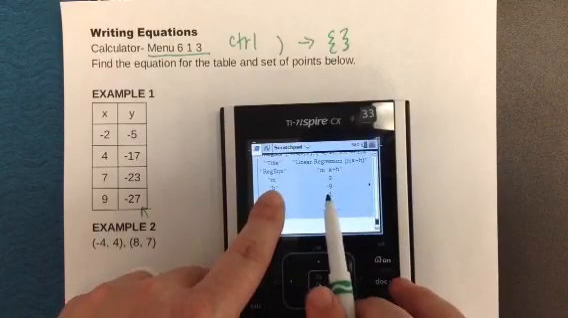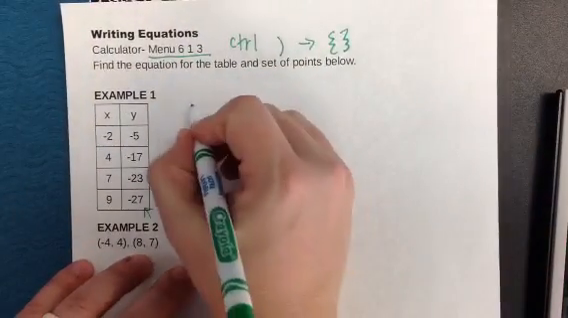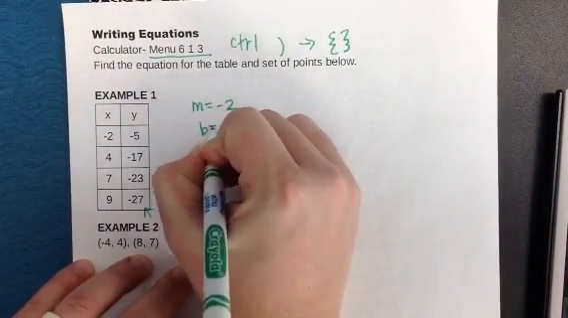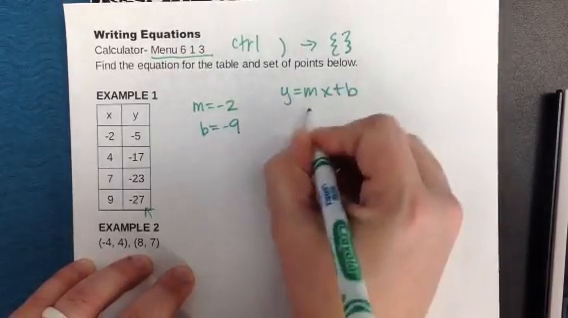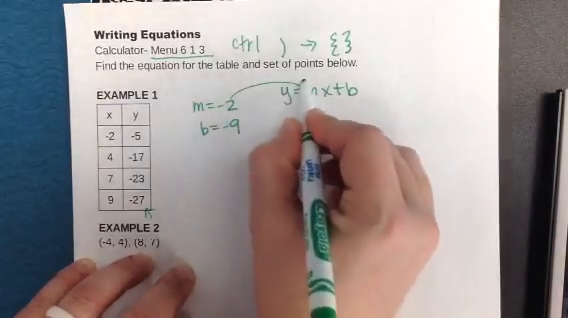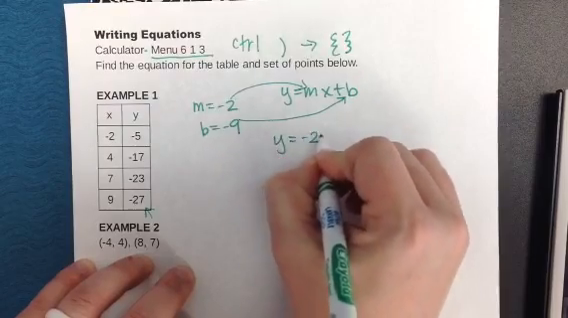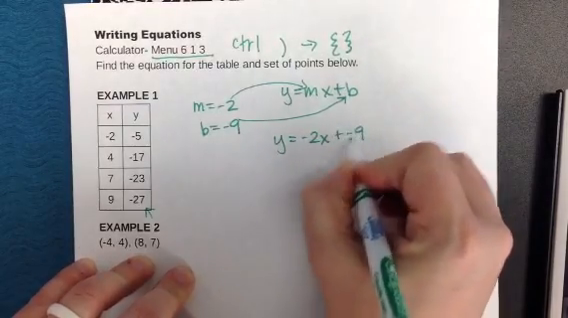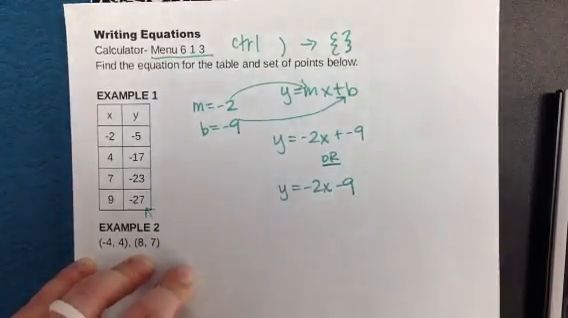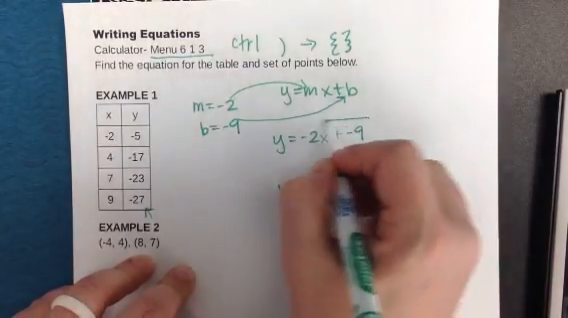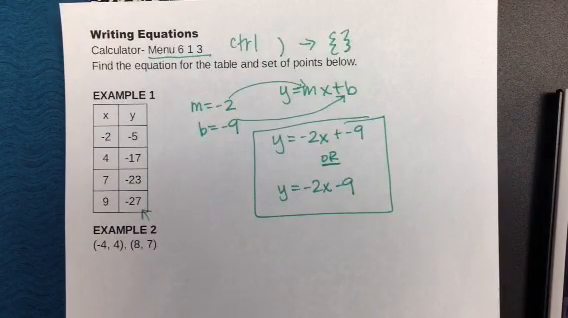Notice that M is negative 2 and B is negative 9. So I'm going to come over here and write that. M is negative 2, B is negative 9. In my slope-intercept form, mx plus b, I replace M with negative 2 and b with negative 9. So y equals negative 2x plus negative 9, or, as we talked about, y equals negative 2x minus 9. Both of those are acceptable. So this would be your answer.